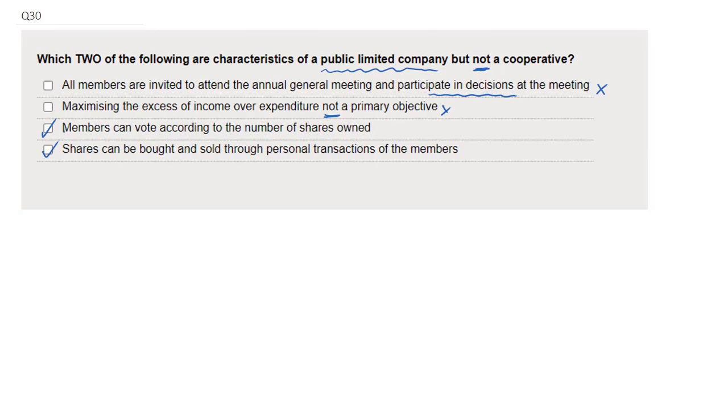However, let's just have a read through them. Members can vote according to the number of shares owned. Yes, shares, shareholders, that relates to a company. And shareholders do vote according to the number of shares that they own. And, especially being a public limited company, shares can be bought and sold through personal transaction of the members. Remember, members is another term for shareholders in a company. So those options are correct.